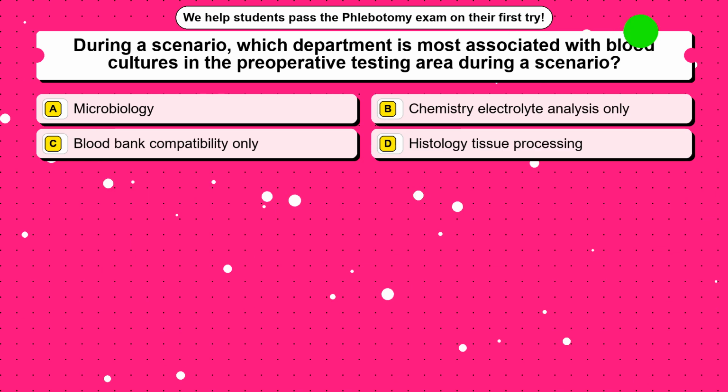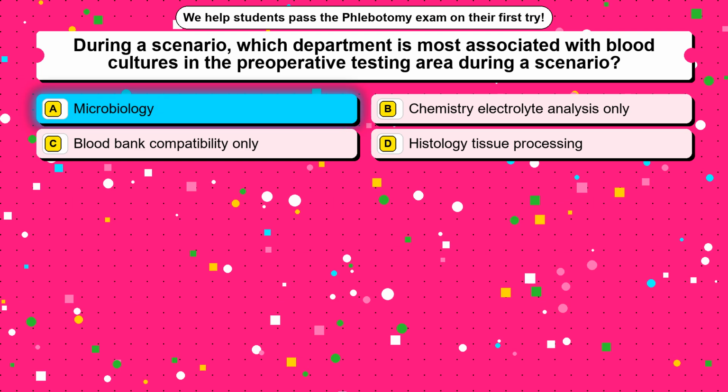Question 85. During a scenario, which department is most associated with blood cultures in the preoperative testing area? Option A. Microbiology. Option B. Chemistry electrolyte analysis only. Option C. Blood bank compatibility only. Option D. Histology tissue processing. The correct answer is option A.